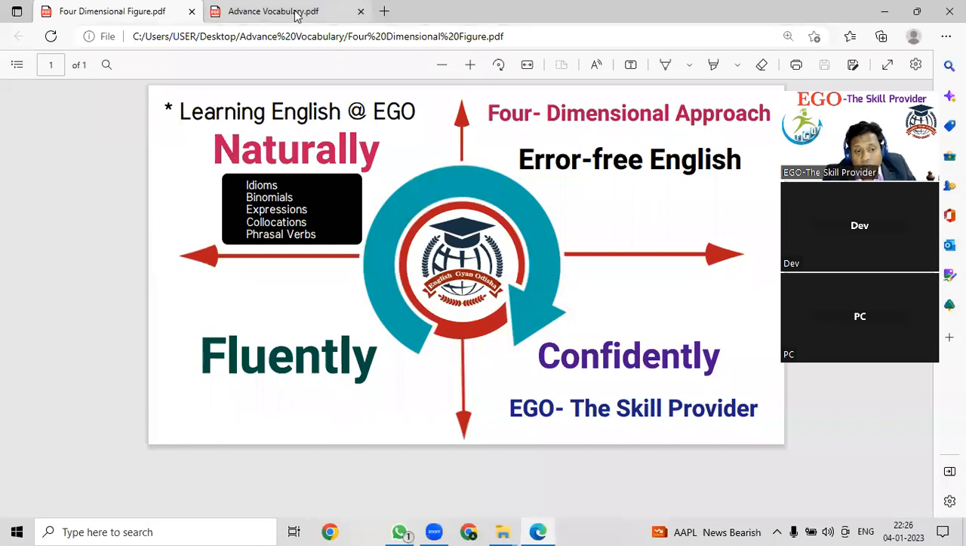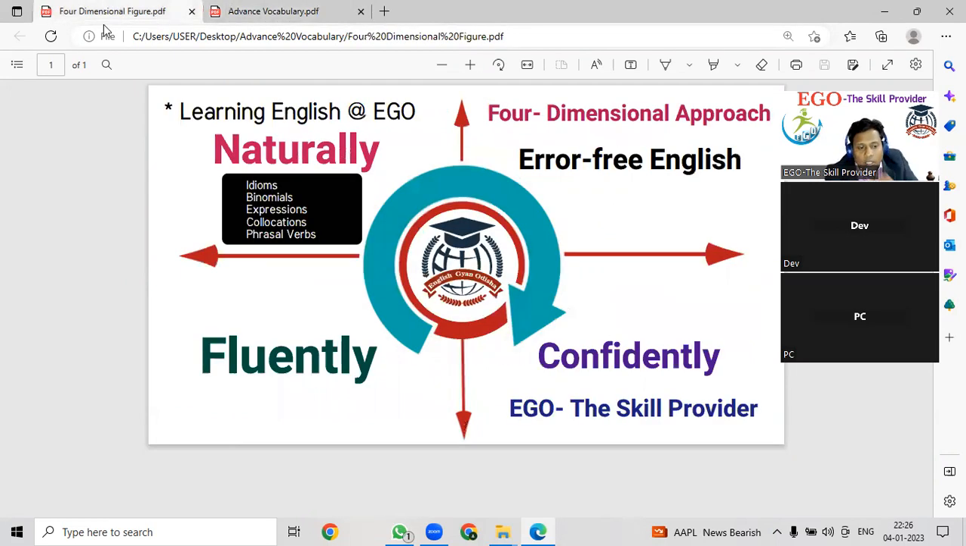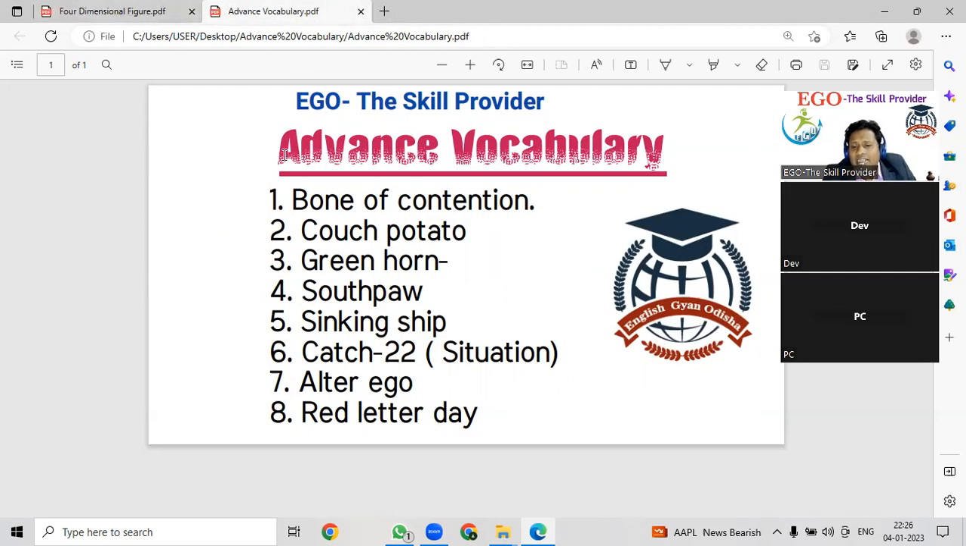That's why we have already given you these different words. These are called idioms, and they are used very frequently in our day-to-day life.